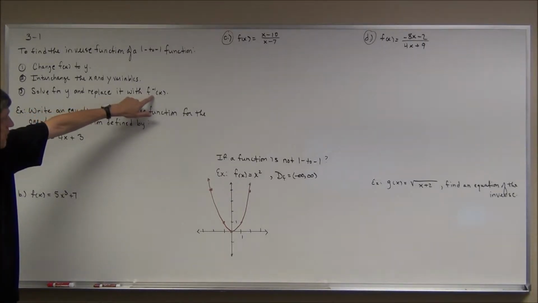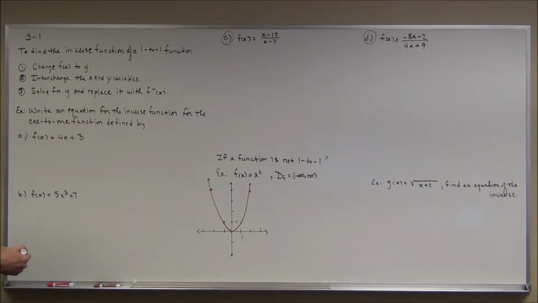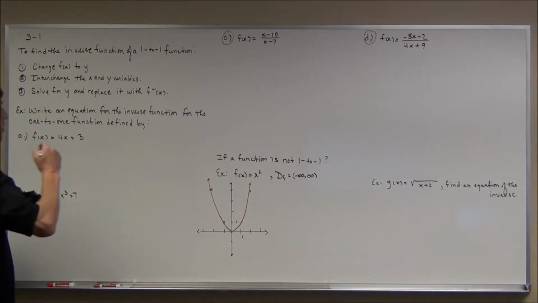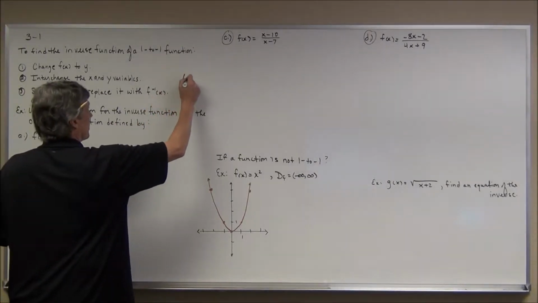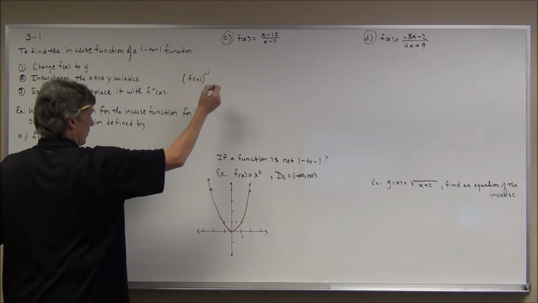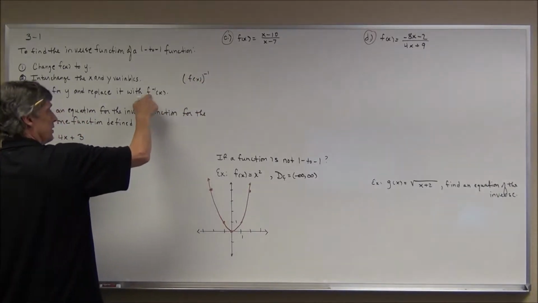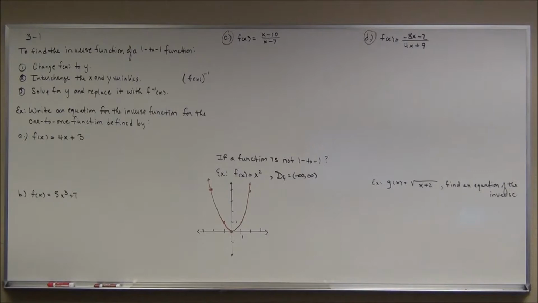This is the notation I finished with, the little -1 there. That does not mean to the -1 power. That means f inverse. If you wanted to write the whole thing to the -1 power, and I don't know why you would, you would write f of x like this to the -1 power. But when it's right next to the name of the function, it's the inverse function. So we're going to try that with a couple, 3 or 4 examples here.